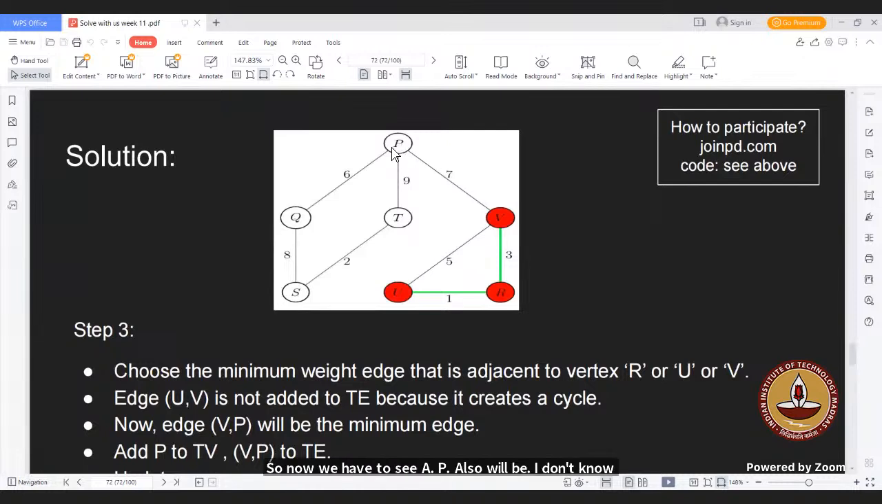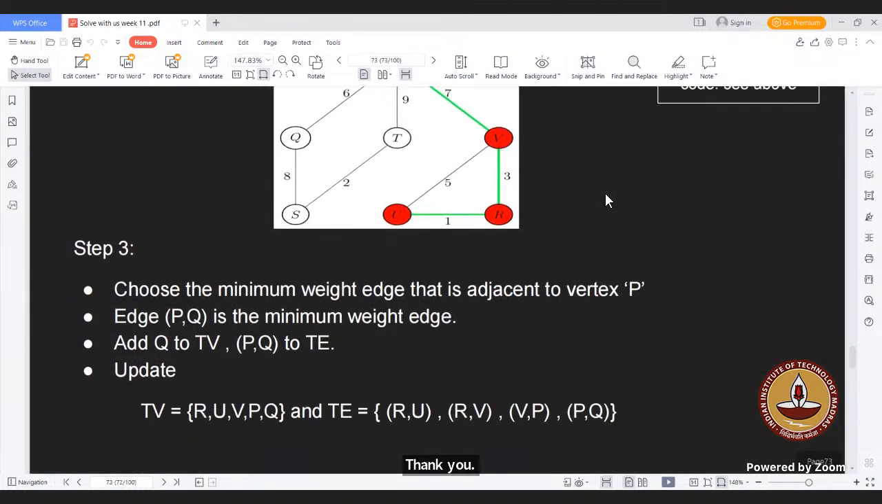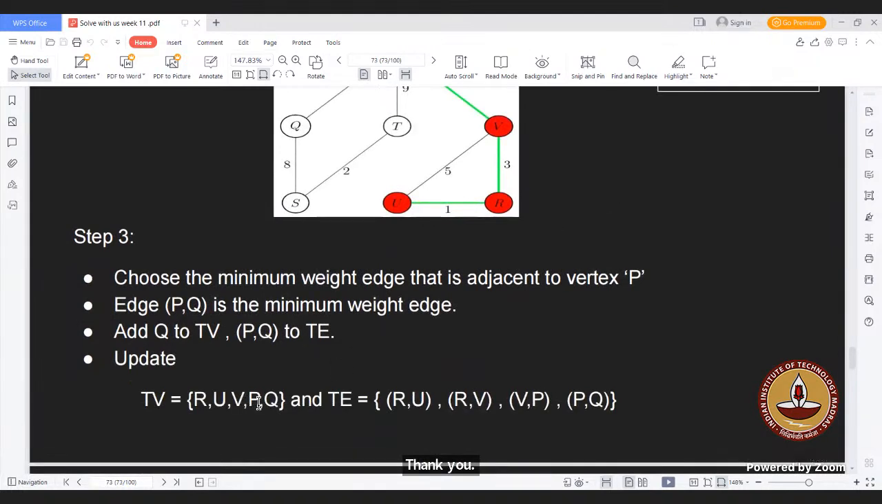So now we'll see the adjacent for P. What are the adjacent vertices of P? Q and T, right? V is also there, but it is already added to V, so we won't consider it right now. So Q and T are the adjacent ones. Which one of those two is minimum? PQ. So Q will be added to V and PQ will be added to T.